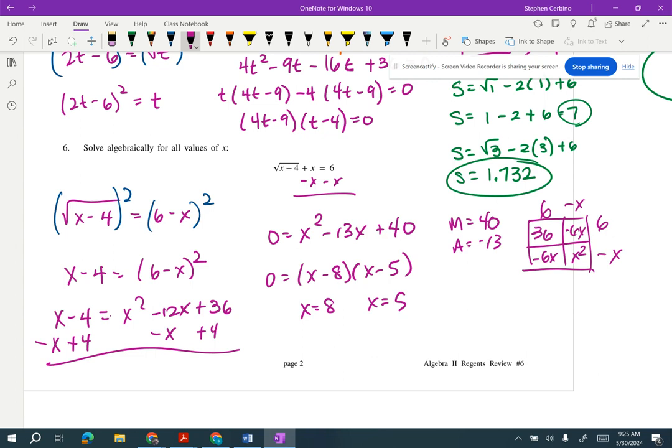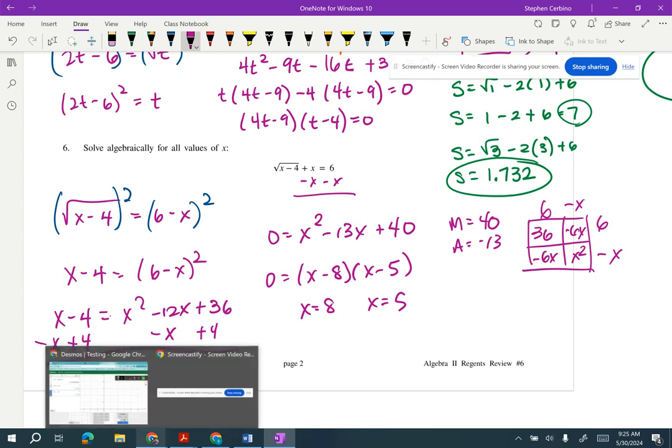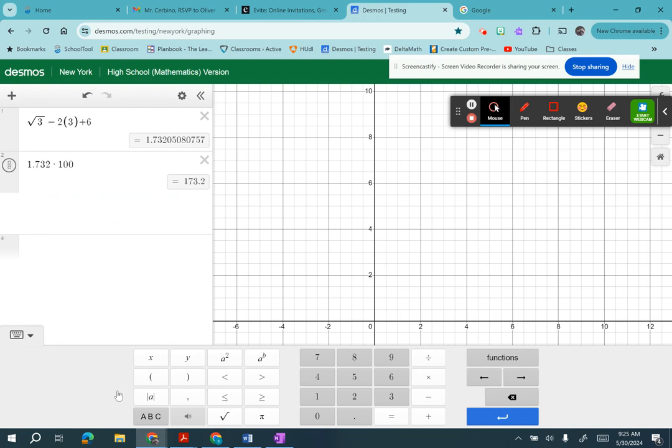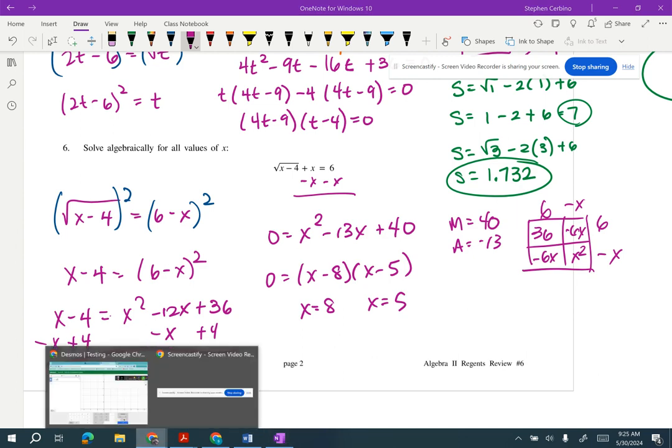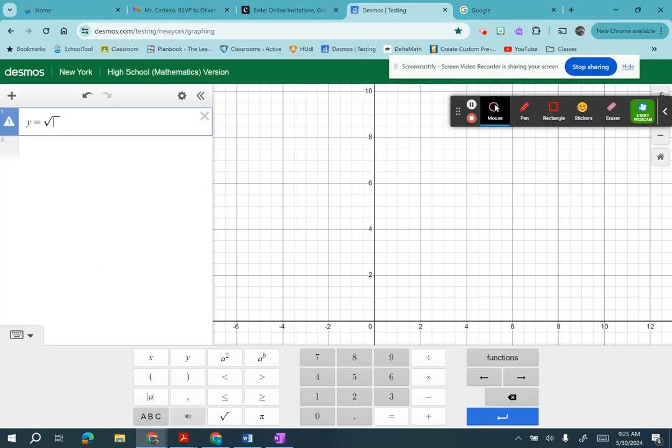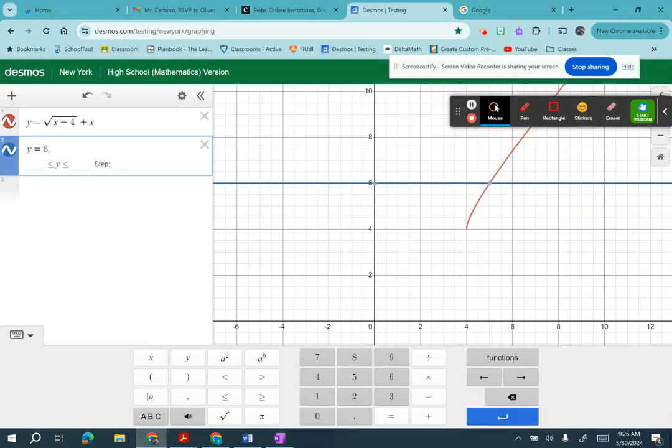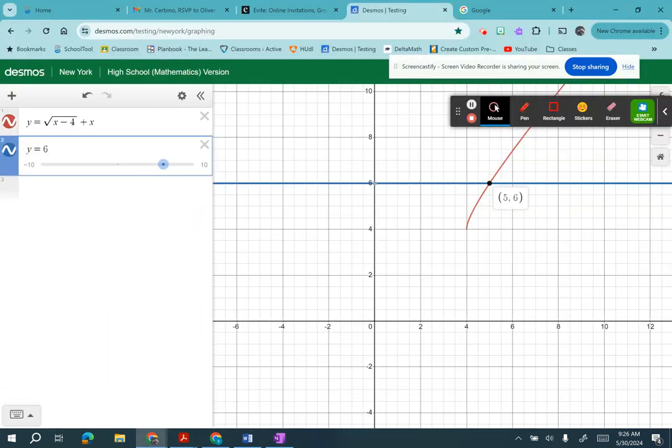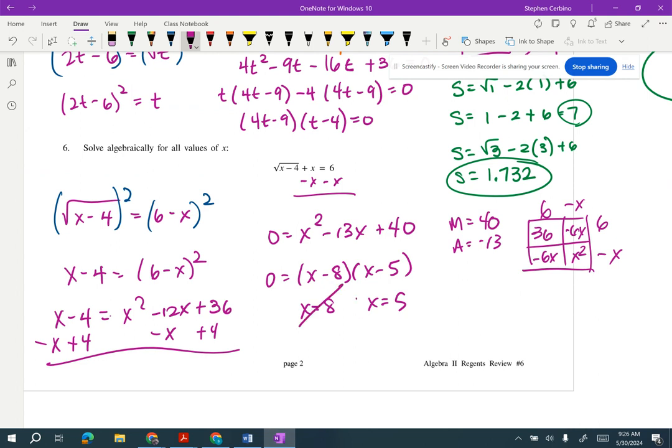So the easiest way to check it, again, for the 6th time now, is in Desmos. So if we check this, we make y equals square root of x minus 4, plus x. So we'll make sure you're in the bracket there. X minus 4 plus x. And we have y equals 6. And we can see they only intersect one time at 5. So that means 8 gets rejected and 5 is your answer.